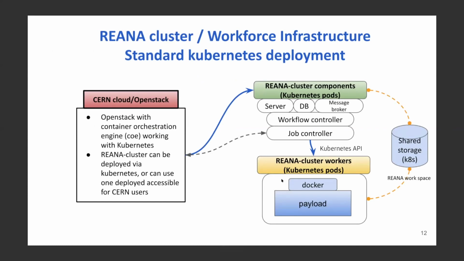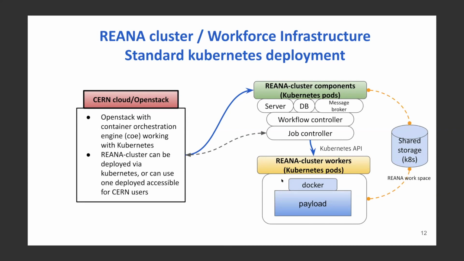Now, let me talk about the infrastructure in RIhanna. This is the standard Kubernetes deployment for it, and this is based at CERN. So there is a CERN cloud based on OpenStack that uses the container orchestration engine in order to provision the Kubernetes. And the RIhanna cluster can be deployed via Kubernetes by the users that have access to this CERN node.